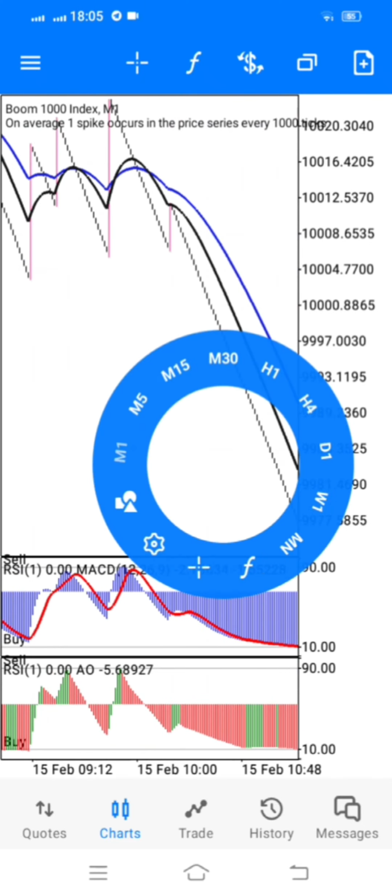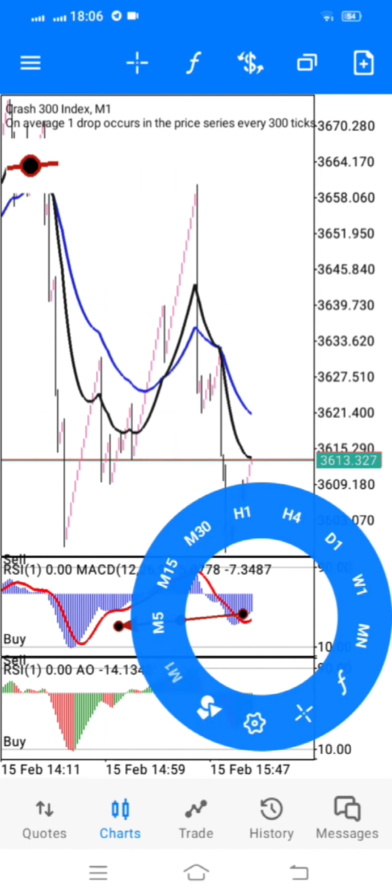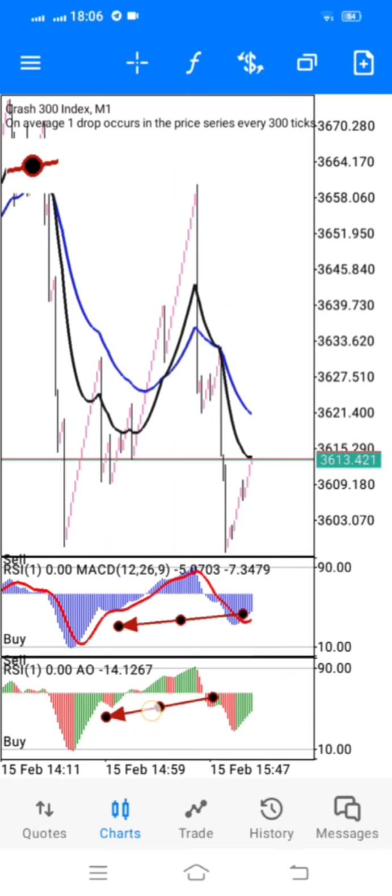Next pair we can look at is Crash 300. So on Crash 300, remember I said 5 to 10 candles for this pair. So we can see it comes from level 10. Our first condition is met. Comes from level 10 and crosses to level 0. Comes from level 10, indicator window 2, crosses level 0. And our third confirmation is over here, where the black moving average crosses above the blue moving average. And we go ahead and we take our 10 candles and we are out of the market.